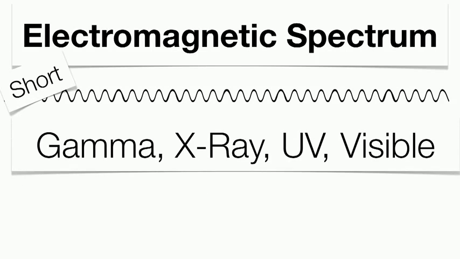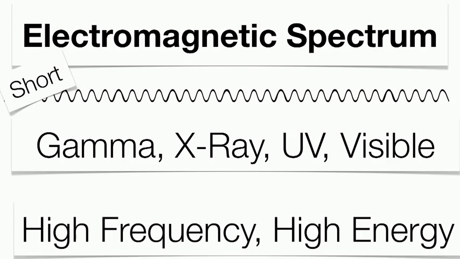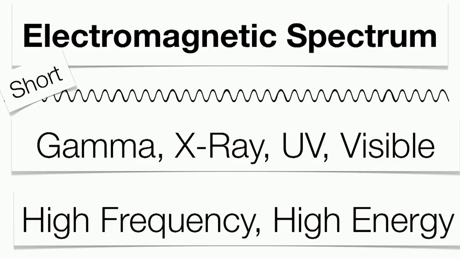Those include gamma rays and X-rays, which are completely absorbed by the thermosphere. We know what ultraviolet waves can do, and visible light. Visible light is very intense because we can see it with our own eyes. You can see the color spectrum. Much higher frequency and much higher energy with these waves.